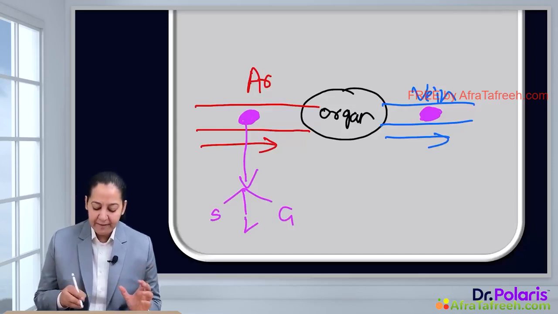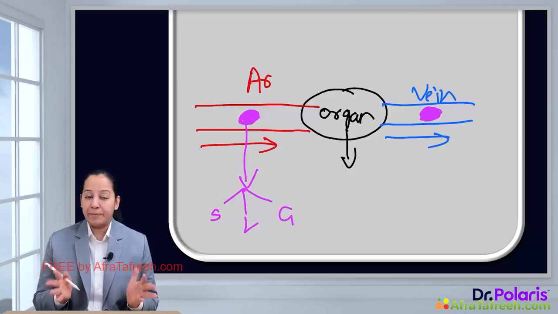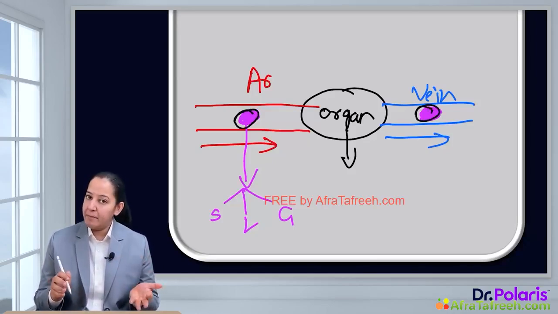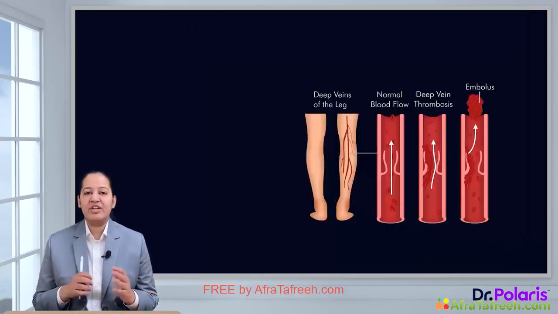So it is causing obstruction to the flow of blood in this organ. This organ will undergo either infarction or dysfunction, since the embolus is obstructing the blood flow. So you can see this is an embolus, or this is an embolus. One is an arterial embolus present in the artery, and one is a venous embolus present in the vein. So this is the definition of the embolus.